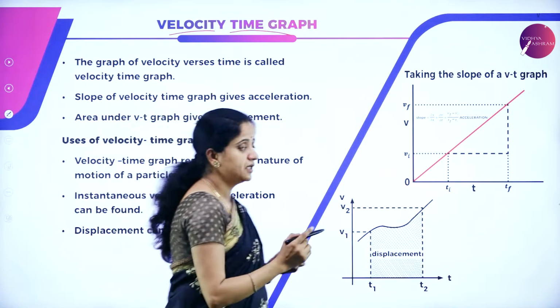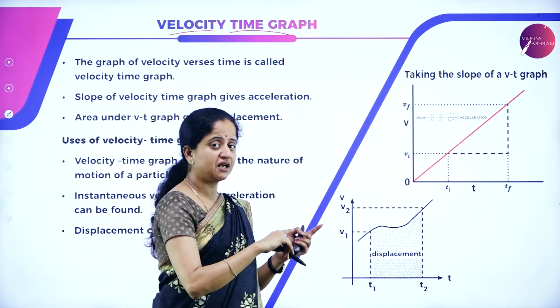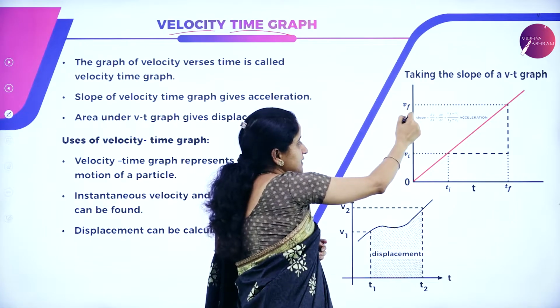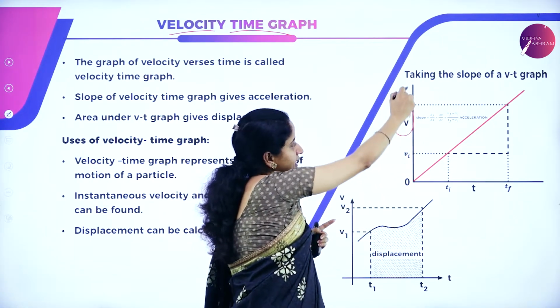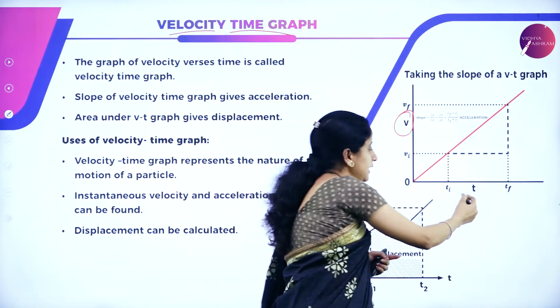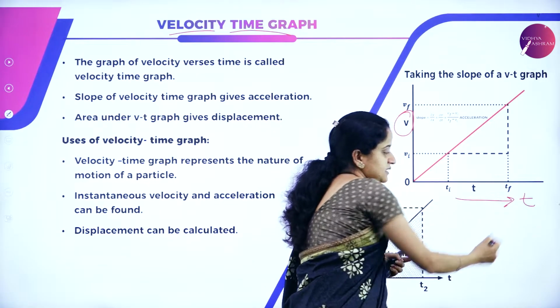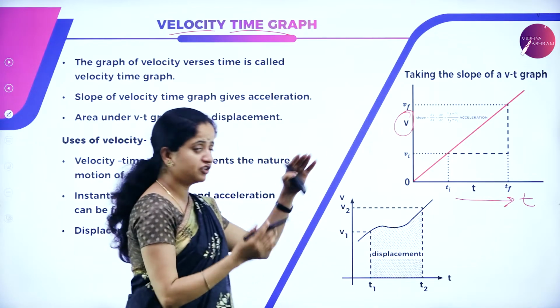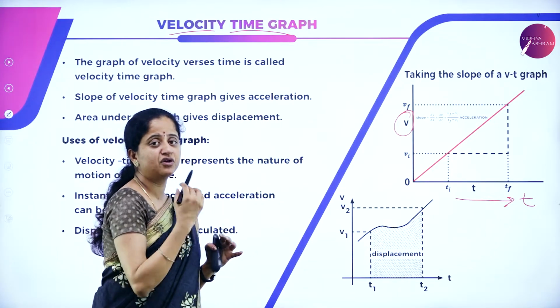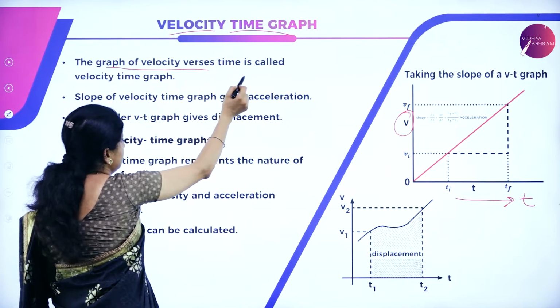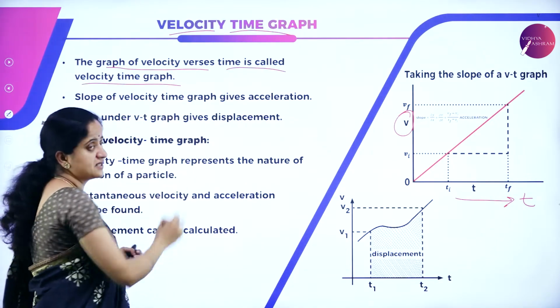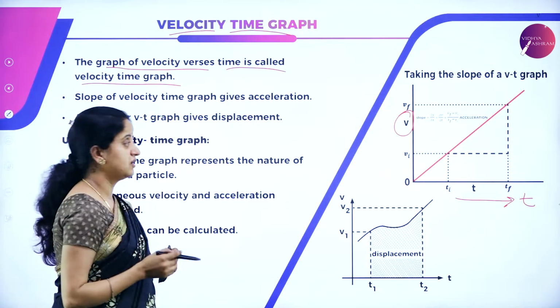You can observe here in the previous PT graph, or the position time graph, along the y-axis we were varying the position of an object. But in the VT graph, along the y-axis the velocity is getting varied, and along the x-axis time is varying. So the graph or the plot of velocity versus time for a moving object is called the velocity time graph. The graph of velocity versus time is called the VT graph or velocity time graph.